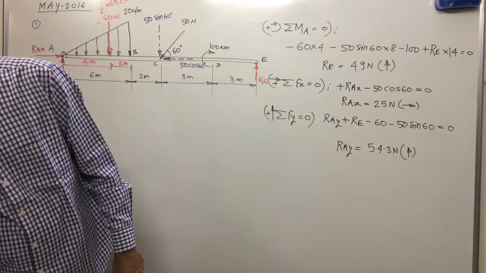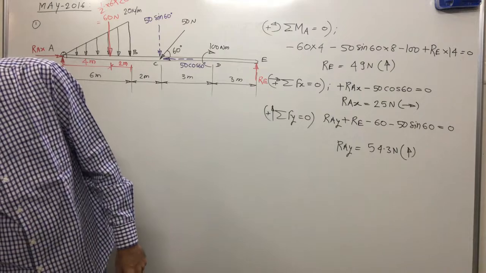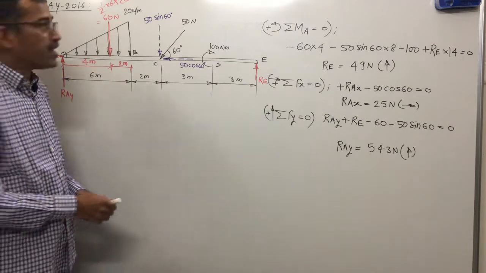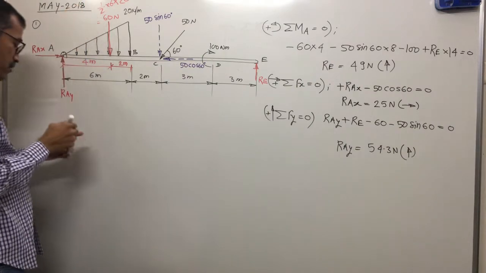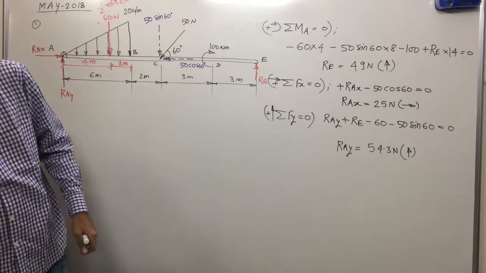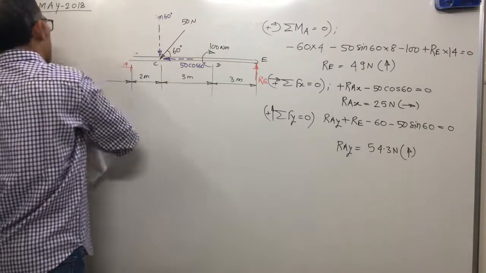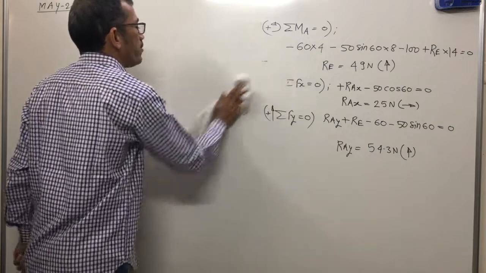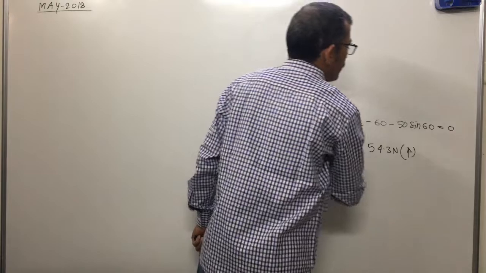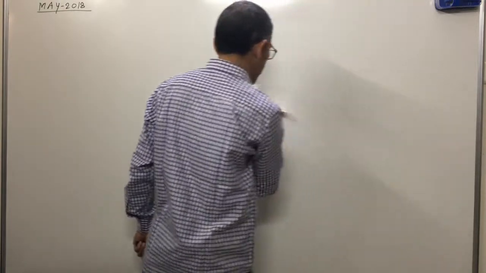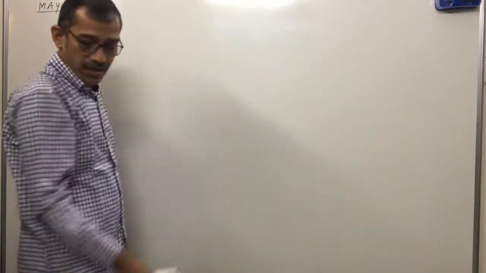Clear? Yes. Now we'll solve the next problem from a university exam, that is from May 2018. Mostly these problems are asked for 8 marks. In the May 18 problem for 8 marks, what we have covered is from the May 16 exam. Now in this problem, what is given? Slightly more distributed loads are given in this May 18 problem.